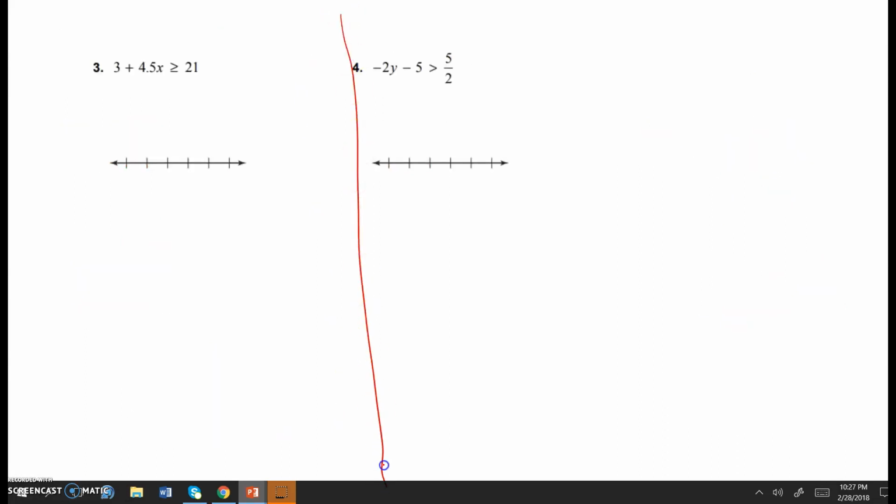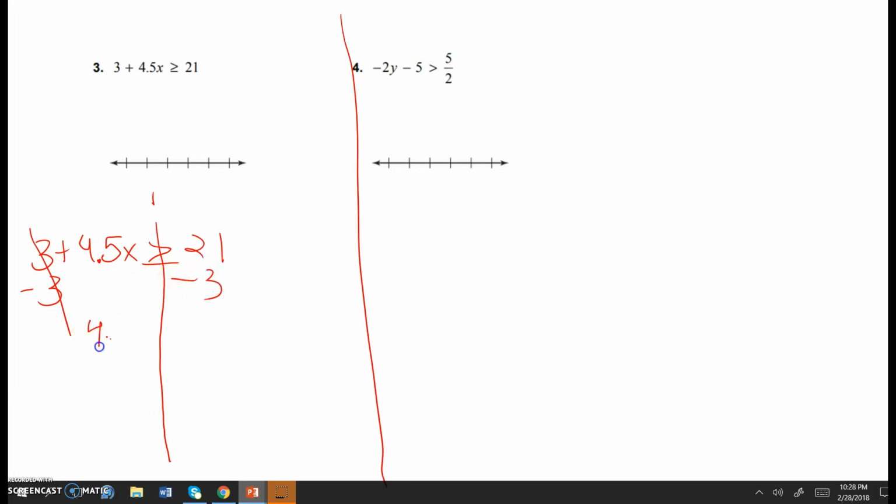Well, we're going to do it again. So I'm going to rewrite it down here. 3 plus 4.5x is greater than or equal to 21. You're going to split that. And I'm adding 3, so I'm going to subtract 3 to get rid of it.